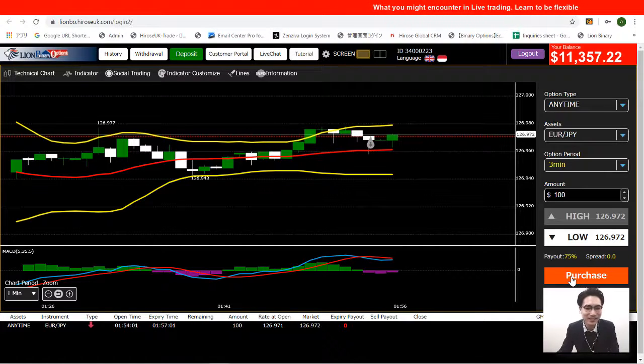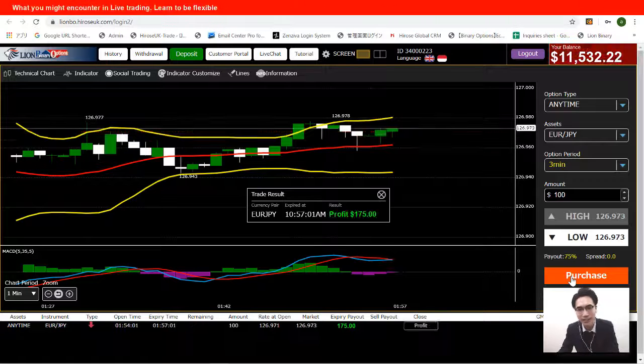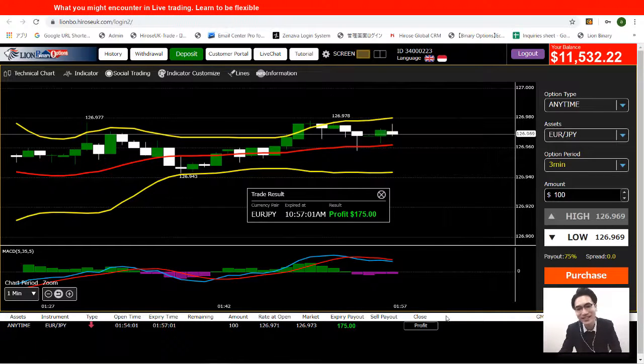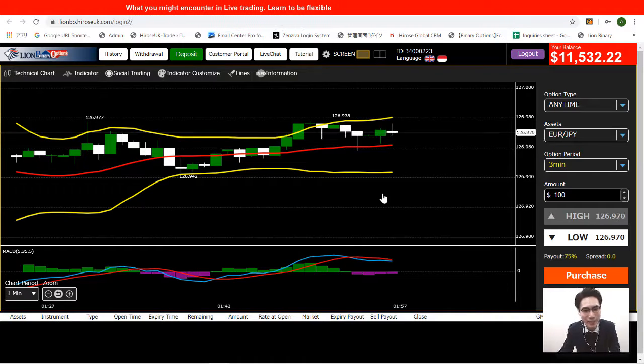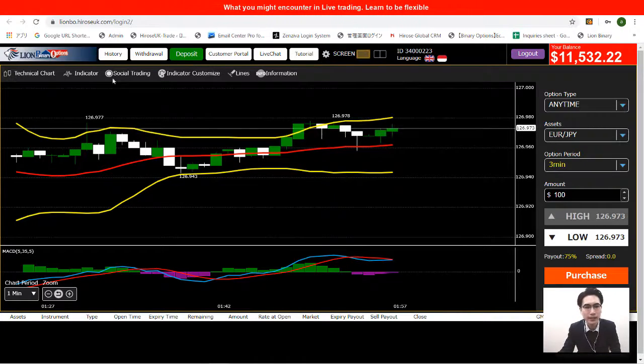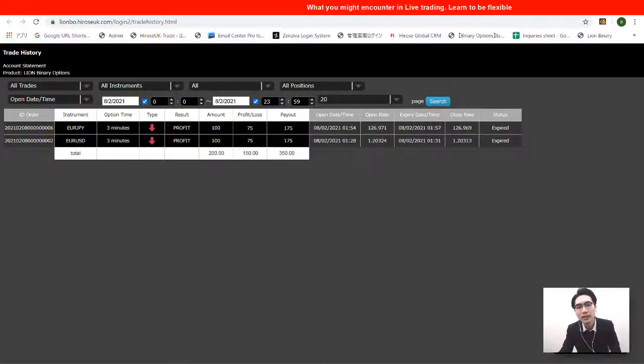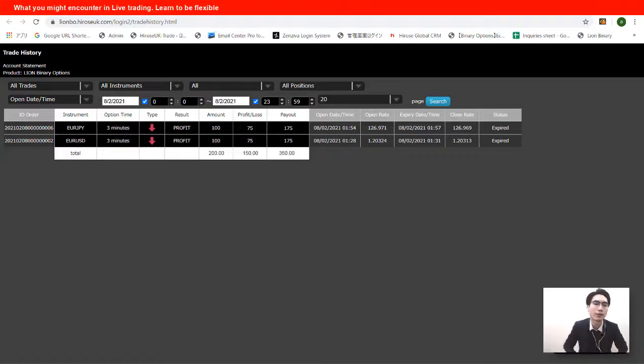Okay, now the trade is finished, and well, the last moment was really intense, but I still ended in profit. So now let's take a look at the history. Trade history. Okay, 2 trades today, and both of them ended in profit. So $150 profit. It's not bad, but for today, the market was not really in my favor, and I actually took time to make these 2 trades.